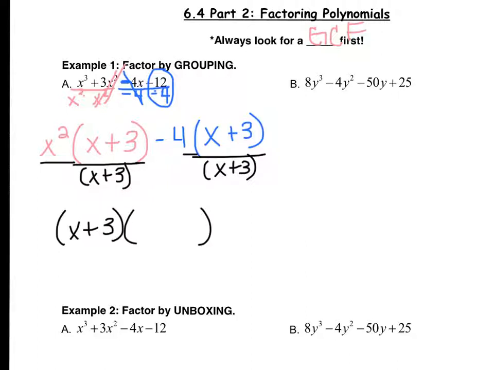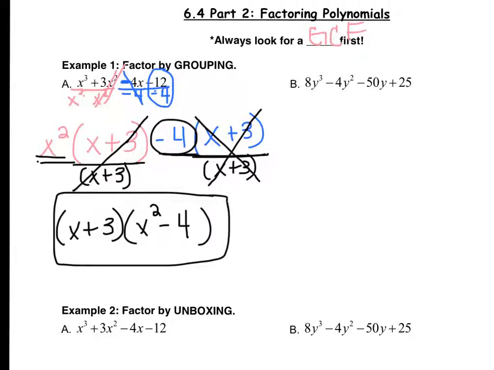What happens when we divide x squared times x plus 3 divided by x plus 3? Those completely cancel out, and we're left with x squared. And the same thing happens over here. Negative 4 times x plus 3 divided by x plus 3. Those completely cancel out, and we're left with a minus 4. So this right here is the final answer.